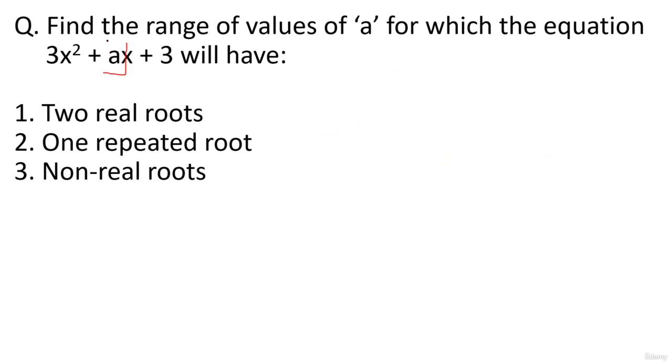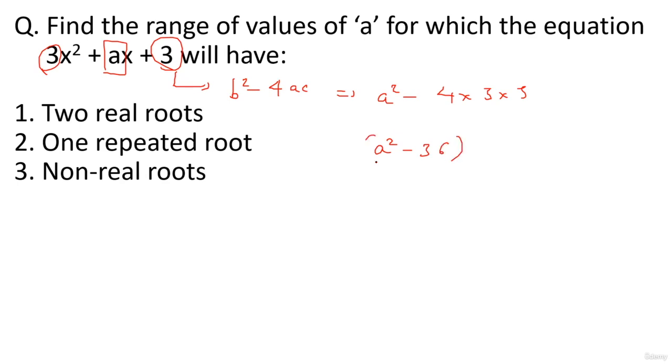Here the value of b is a. The coefficient of x² is 3 and the constant term is 3. So b² − 4ac here will be a² − 4 × 3 × 3. 4 × 3 is 12, 12 × 3 is 36. So a² − 36. This is b² − 4ac.